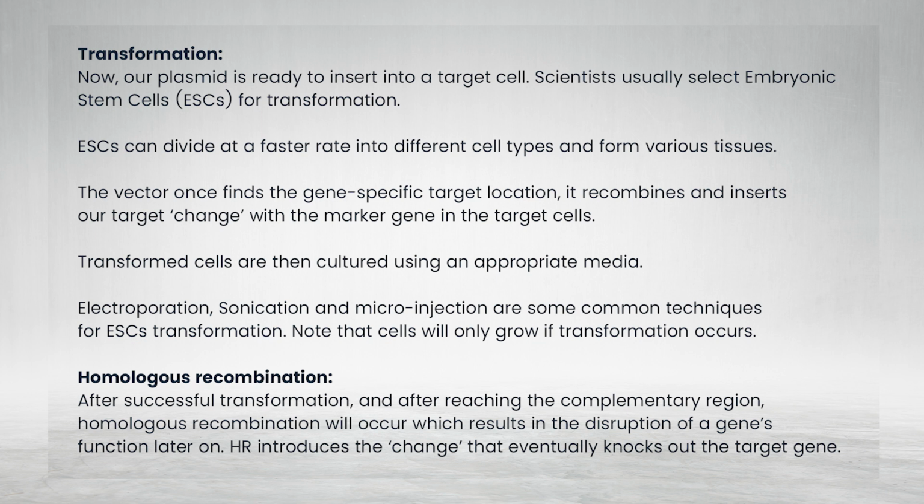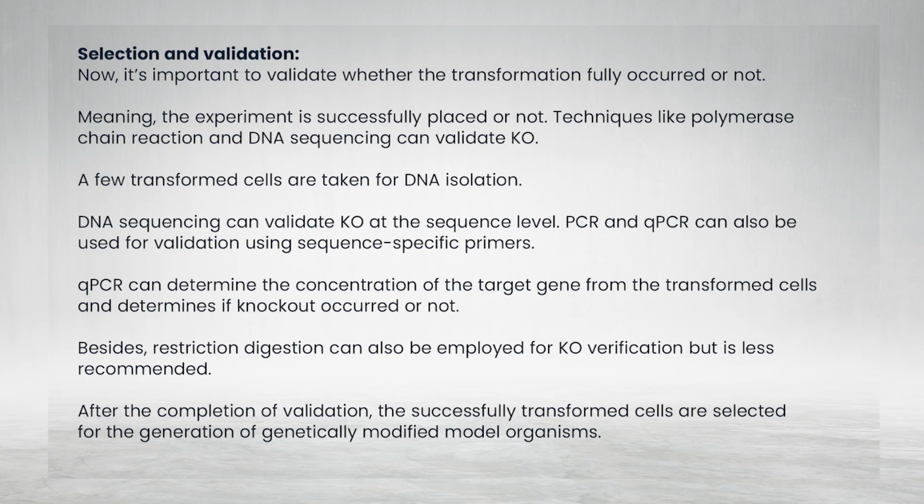Now, let us look at homologous recombination. After successful transformation and after reaching the complementary region, homologous recombination will occur, which results in the disruption of a gene's function later on. Homologous recombination introduces the change that eventually knocks out that particular targeted gene. Moving on to the selection and validation. It is very important to validate whether the transformation has fully taken place or not, which means the experiment has been successfully placed or not.